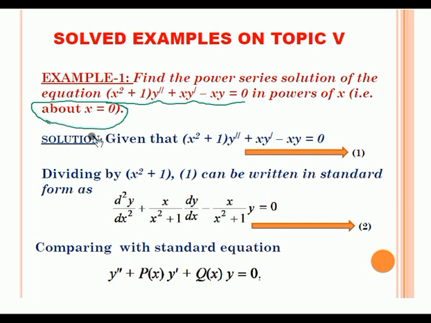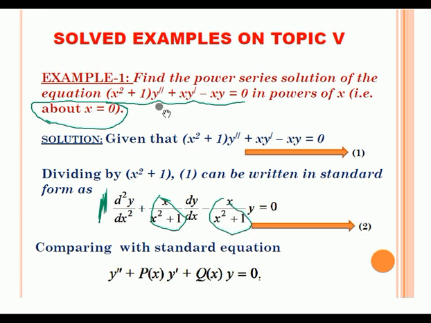That means here x equal to 0 must be an ordinary point. That means p of x and q of x will be defined at x equal to 0, they are analytic. So the given differential equation will be in this form. I said already, you write it in the form of the standard differential equation. In the standard differential equation, the coefficient of y double derivative will become 1. Then this will be p of x and this will be q of x.